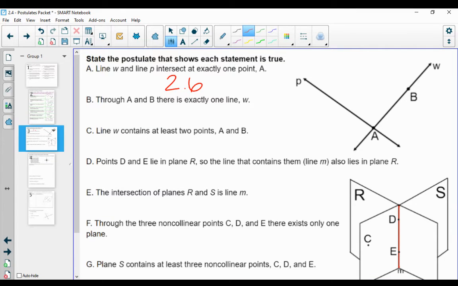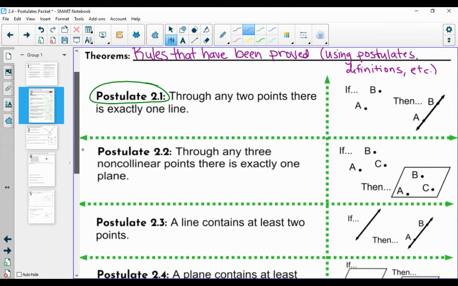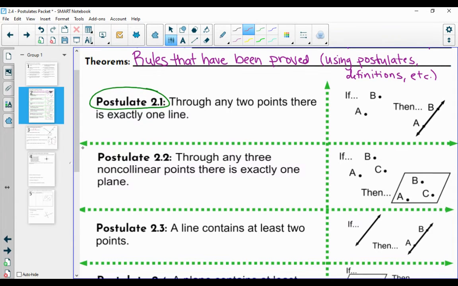Statement B says through A and B, so those are points A and B, there is exactly one line. In this case, that line is W. So I'm going to go back and look at my postulates and look for the shortcut that says if I have 2 points, then I can draw a line through them. It looks like it's that first one, postulate 2.1.